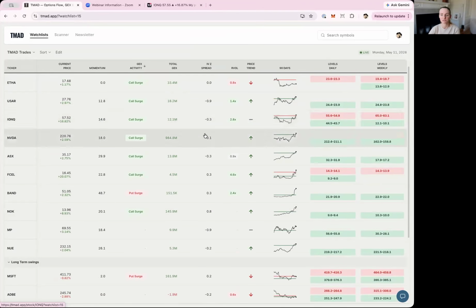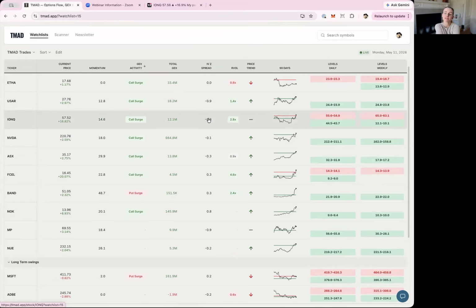The IV spread is becoming a little bit negative, which is not anything crazy, but it's just telling you that the implied volatility on puts is starting to increase. It means people are hedging, which is normal because that thing went up a lot. But again, it doesn't mean anything, and the RVOL is very strong.